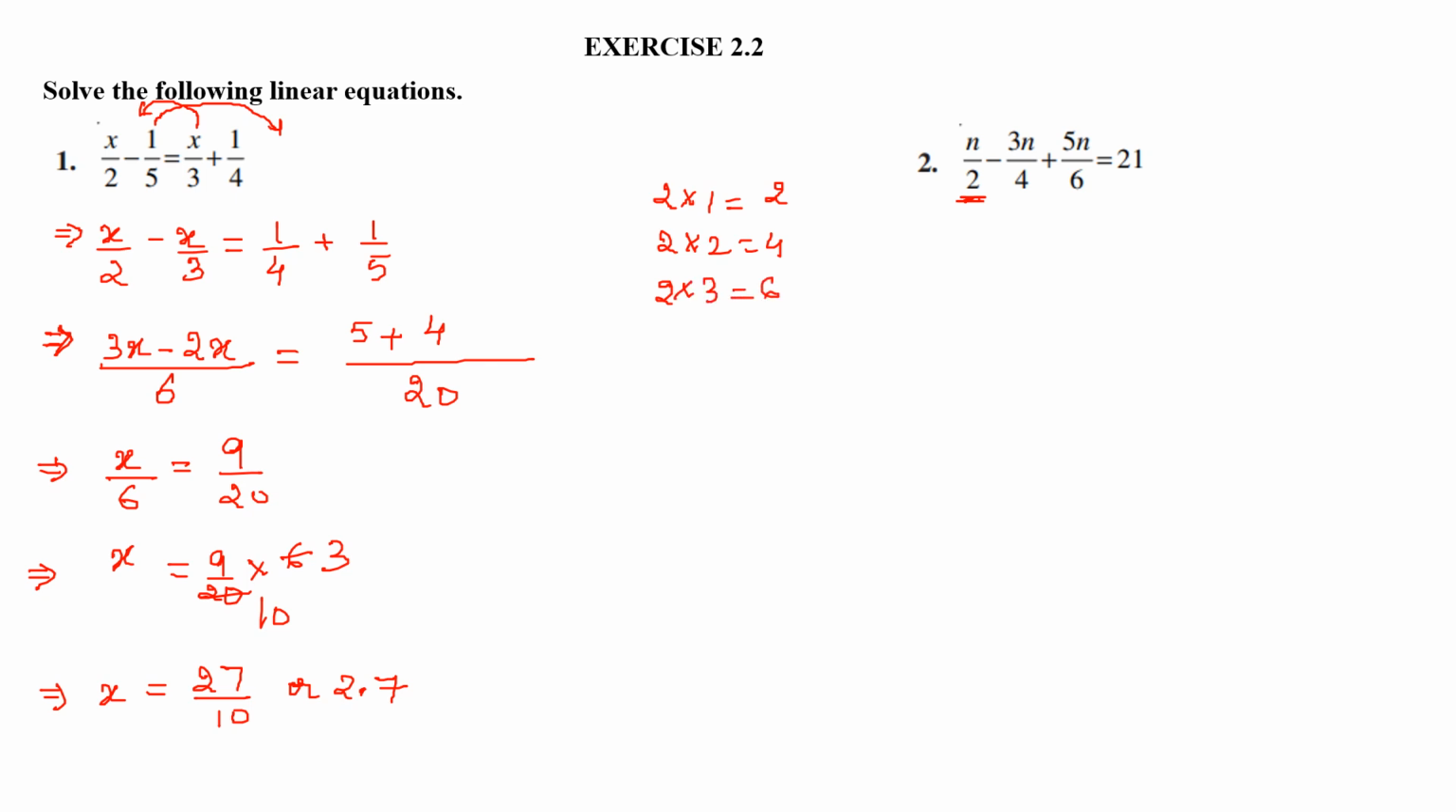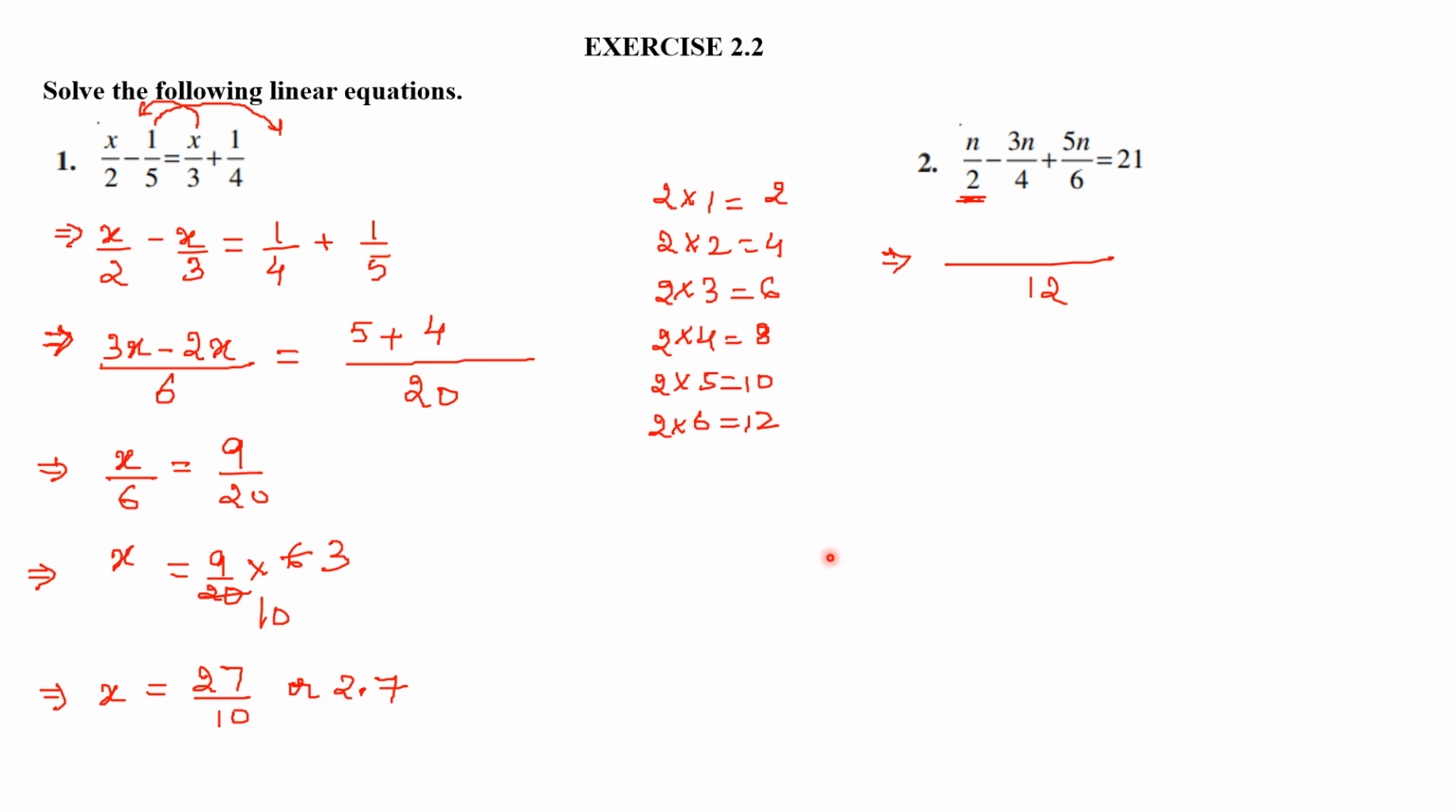Now 6 doesn't come in the table of 4. 2 fours are 8. 8 doesn't come in the table of 6. 2 fives are 10. 10 doesn't come in the tables of 4 and 6. And next, 2 sixes are 12. Now 12 comes in the table of 2, 4 and 6 also. So from here quickly you can know that the LCM of 2, 4 and 6 is 12. See, I have written it here and shown it step by step, but you can do it mentally also.